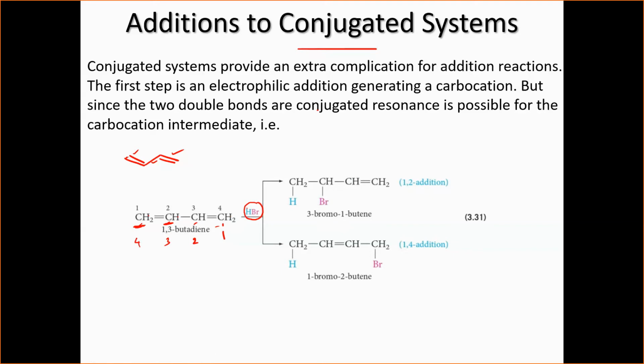Now, besides that, whenever there is a conjugated system, it not only undergoes addition at carbon number 1 and carbon number 2. So 1 and 2 is called 1,2 addition. This type of compound may undergo addition and then resonate while adding the bromide, and if that is the case, you will end up getting 1,4 addition. So let me show you one thing.